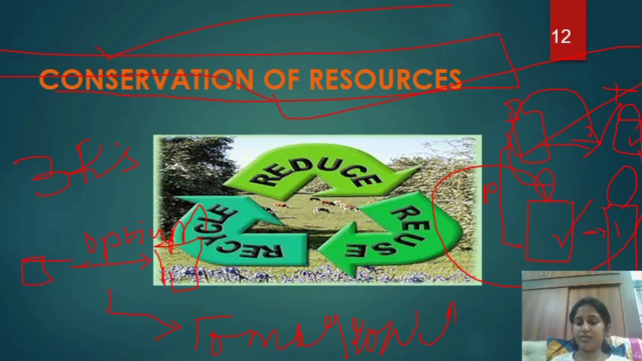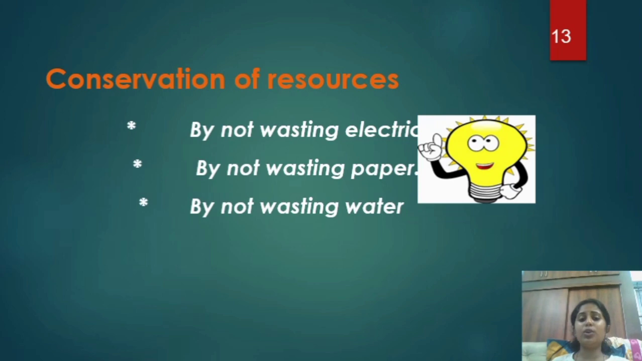Next, students, how to conserve. I gave a speech about conservation of resources, but how? Three main things. If you conserve these three main things, almost everything will be conserved. By not wasting electricity, this is an important thing. Our generation is not able to live without electricity. Then think about the future generation which comes. So don't waste electricity unnecessarily.